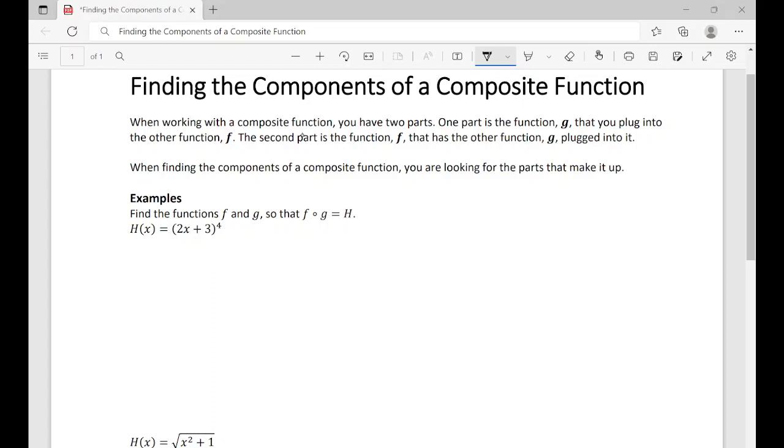When working with a composite function, you actually have two parts to it. One part is the function g that you plug into the other function f, and the second part is the function f that has the other function g plugged into it. So when finding the components of a composite function, you're looking for the two parts that make it up.